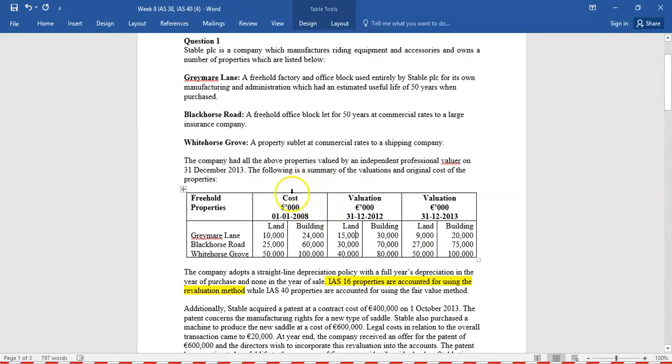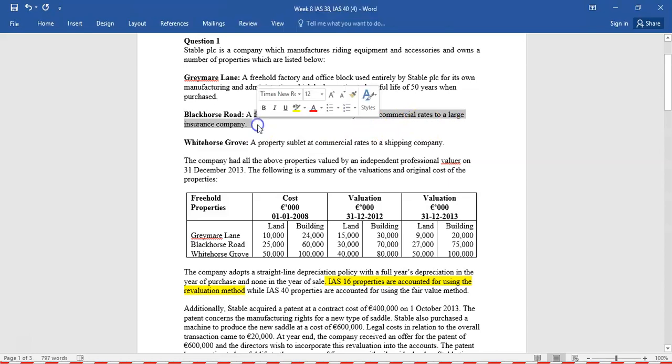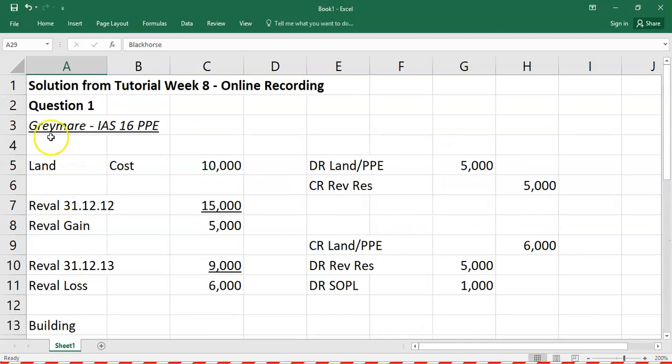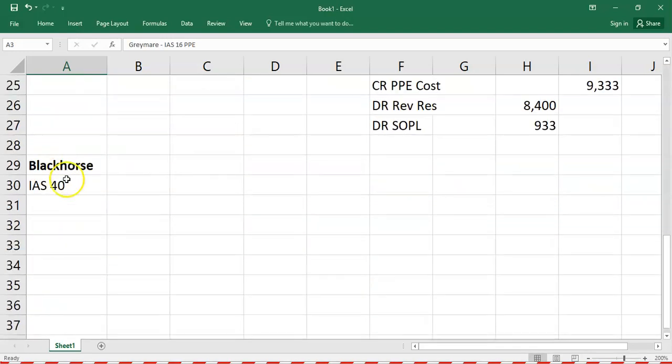So we'll go on then and we'll have a look at Black Horse. Black Horse, freehold office building let for 50 years to a large insurance company. And we know Black Horse is IAS 40. So we'll write that down because it's a let out. That's IAS 40 investment property. Just put a bold there for grammar.